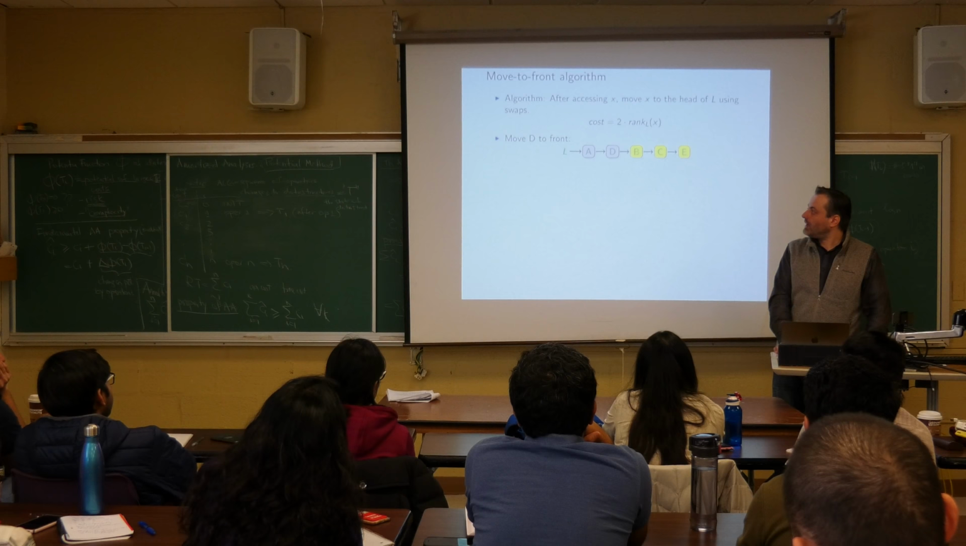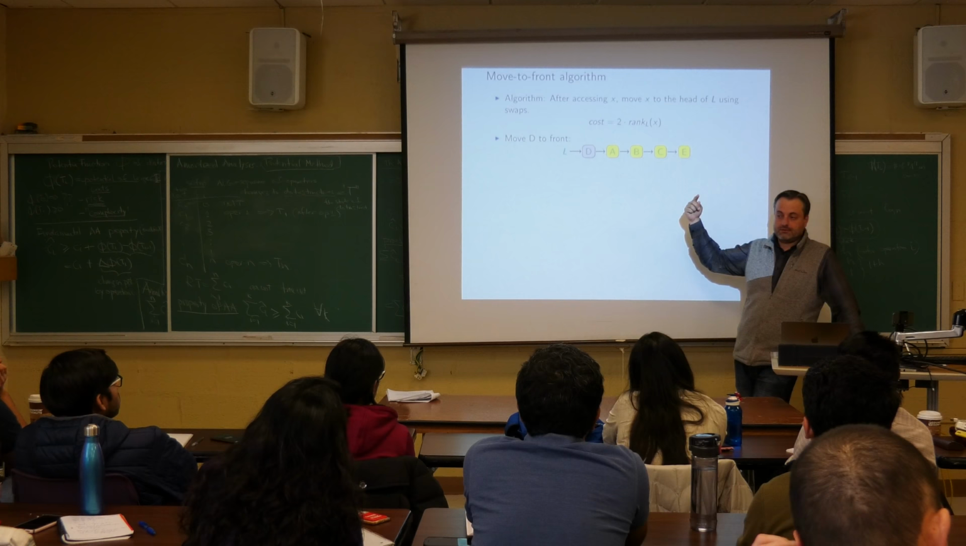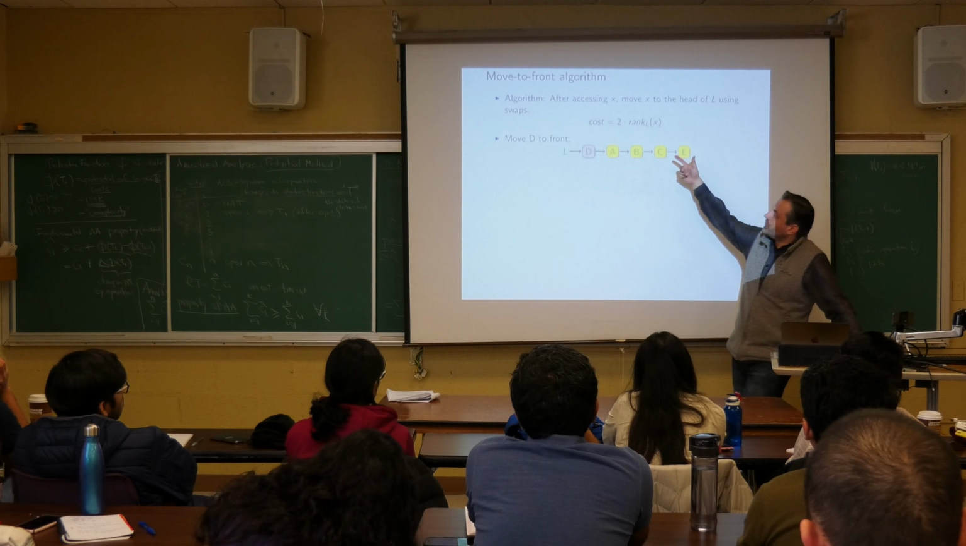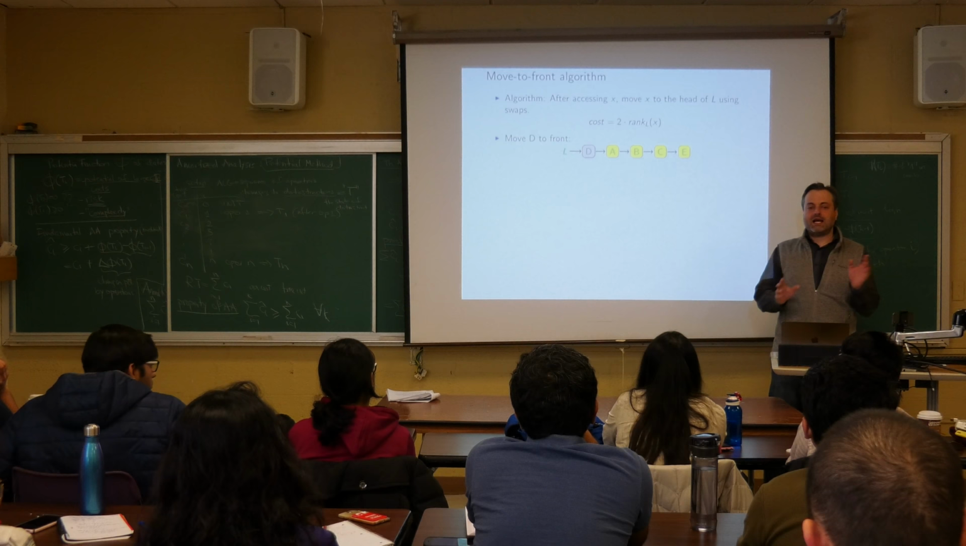So if D was ranked 4, how many operations were necessary to do the whole thing? Well, it was about 4 to access, and another 4 to move D to the front. So for move to front, roughly the cost of an access will be 2 times the rank. Rank meaning the position in the list. That's what I really mean by rank here. Rank is not a matter of sorting. It's a matter of 1, 2, 3, 4: it was in the fourth position.